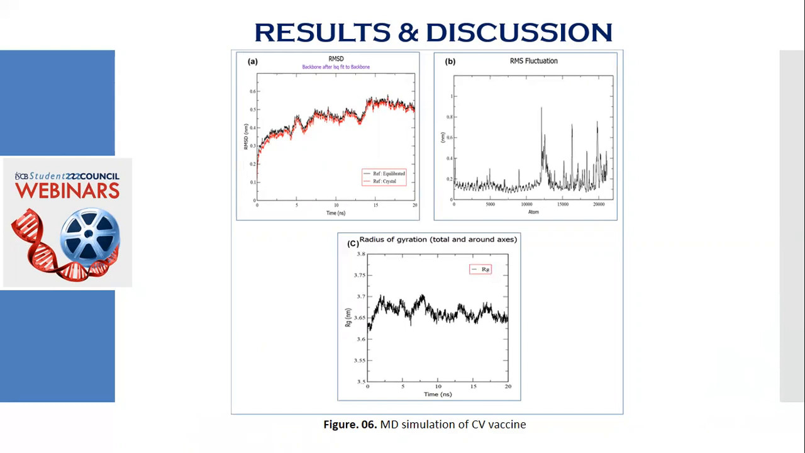And graph B shows the RMS fluctuations of all the atoms about their average position. The peaks and the dips in the graph denote the flexibility of the corresponding region in the molecular structure. Finally, graph C shows the radius of gyration.